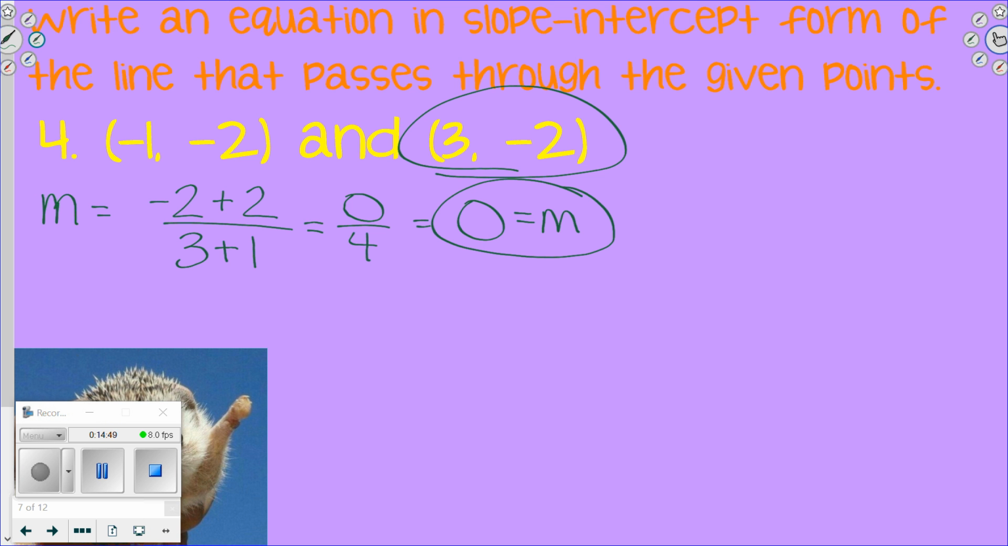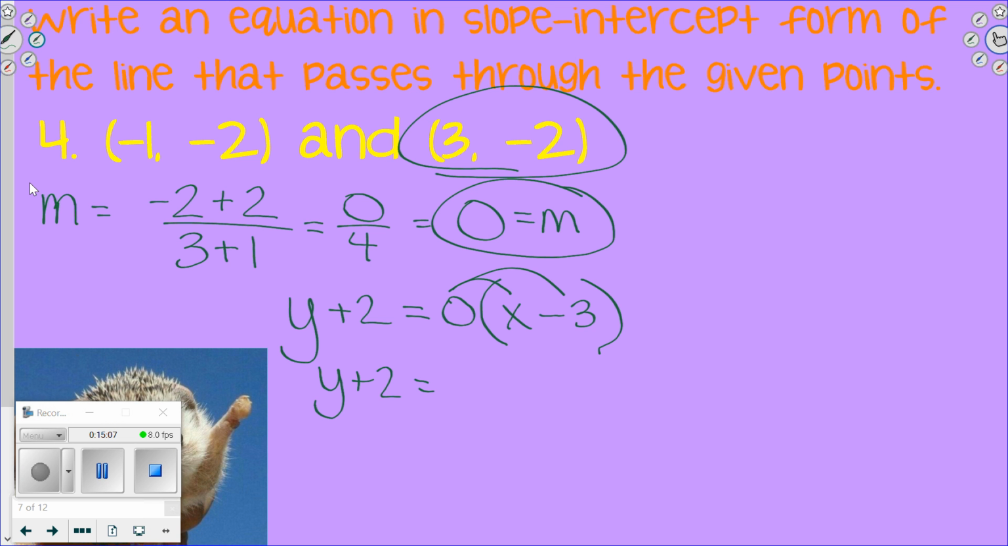Second point, okay. So y minus, my y is negative 2, so it'd be plus 2. My slope is 0, and then x minus my x value is 3. So y plus 2, when I distribute this, I get 0. It's just 0. And then subtract 2. So y equals negative 2.